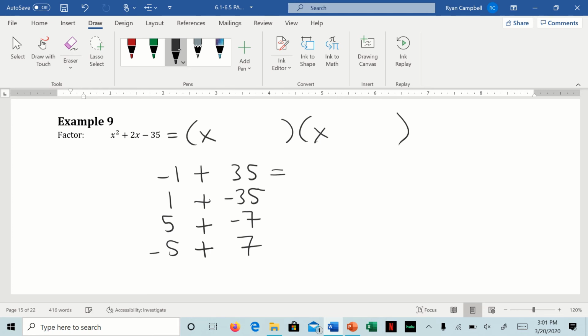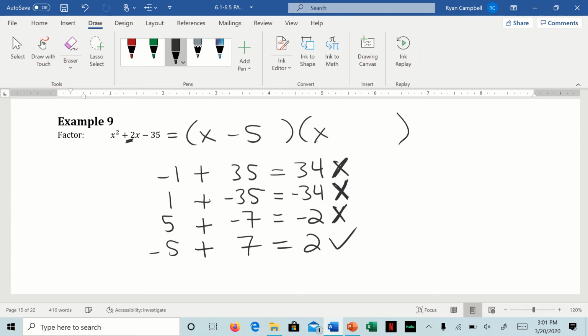So -1 plus 35 is going to be 34. That's not what we wanted, because we're trying to get +2, right? That number in front of the x. 1 plus -35 is going to be -34. Still not what we wanted. 5 plus -7 is -2. No, we want +2. 5 plus 7, there we go. That's our +2. So we see that our final answer is going to be x minus 5 times x plus 7, and that's our answer.